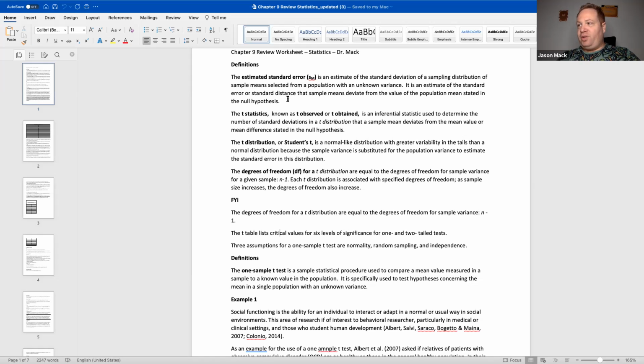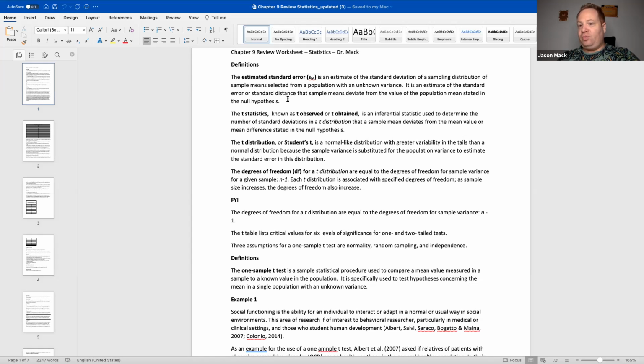The degrees of freedom, or df, for a t-distribution are equal to the degrees of freedom for sample variance for a given sample, n-1. Each t-distribution is associated with specified degrees of freedom. As sample size increases, the degrees of freedom also increase. The degrees of freedom for a t-distribution are equal to the degrees of freedom in sample variance, n-1.